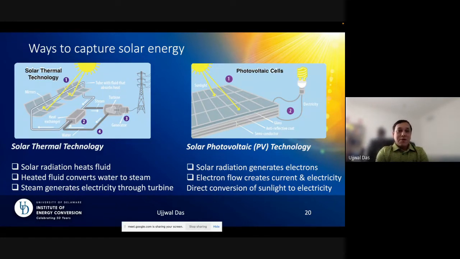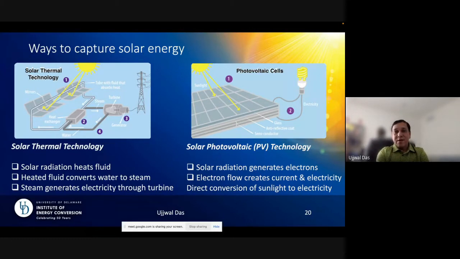In solar thermal technology, when the sun shines, the sunlight gets reflected by mirror to a tube that has a fluid that absorbs heat. So that sunlight hits the fluid, and that heated fluid converts water to steam. So we need a heat exchanger in another step, where we flow water close to that heated fluid, and that steam generates electricity through turbine. So it has multiple steps, but it's a simple technology.